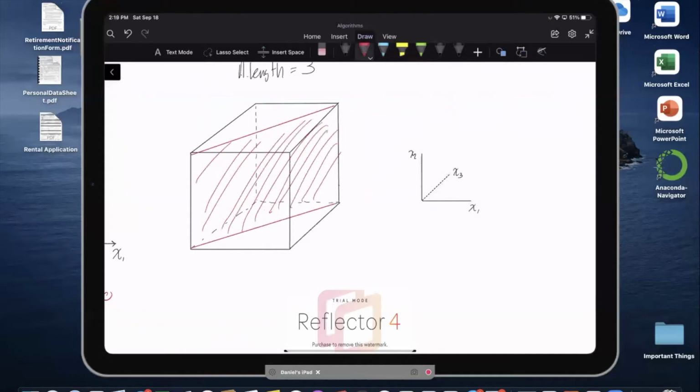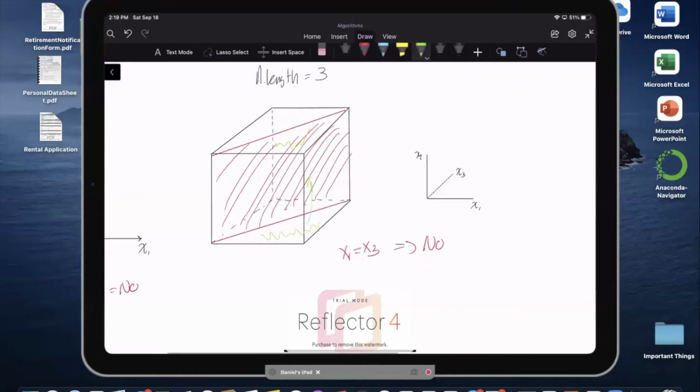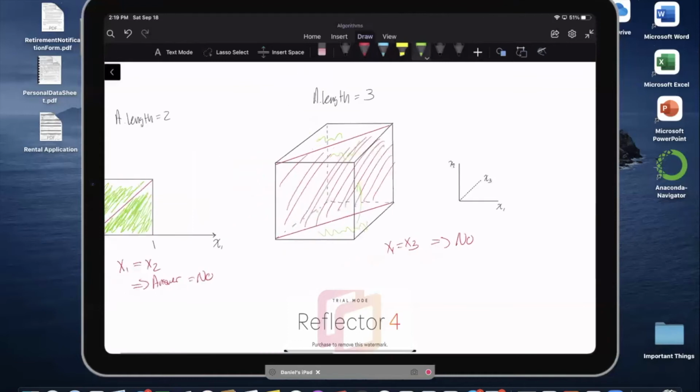So if x1 is equal to x3, well then, that implies that the answer is no. But if x1 is less than x3, then we're looking at everything in front of this plane. So this goes upwards all the way up to here. And if x1 was greater than x2, then we'd be looking behind the plane. So over here, over there, right?